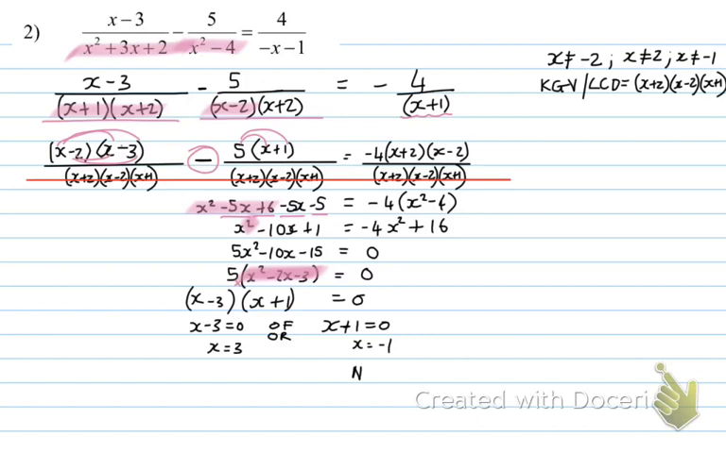Now I go look at my restrictions. The restriction said that x is not supposed to be equal to negative 1, and there I got x is equal to negative 1. So that answer will be not applicable. So I write it like that, NA for not applicable. And I make a little arrow below x is equal to 3 to show that's the only answer that works.